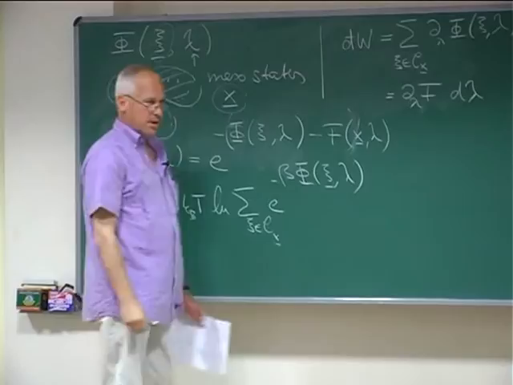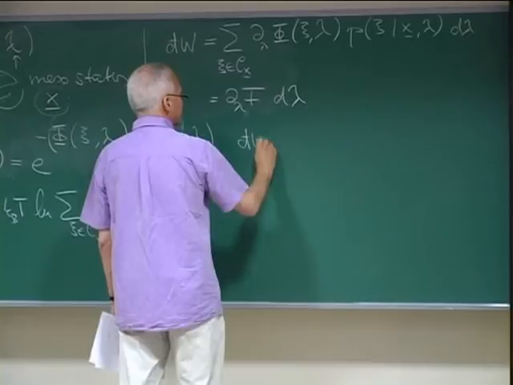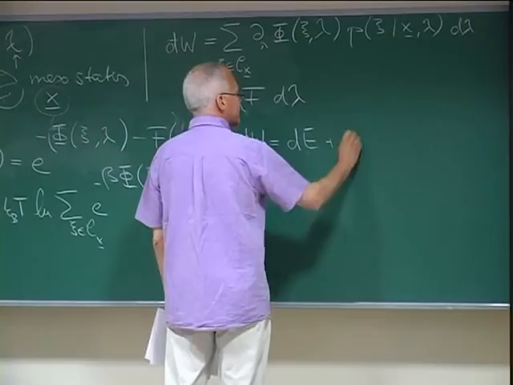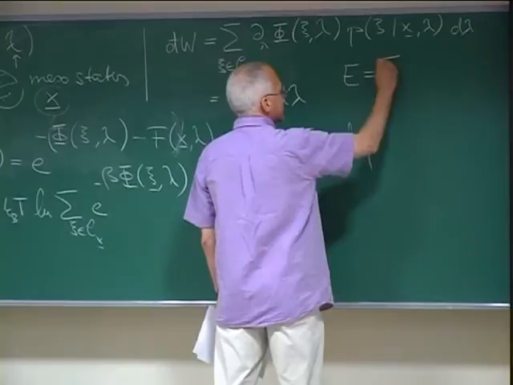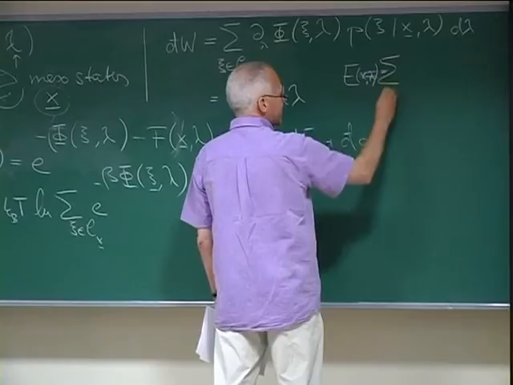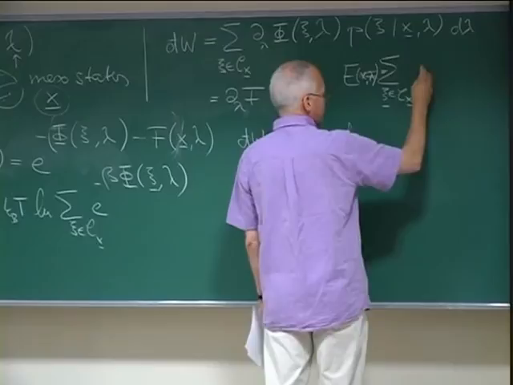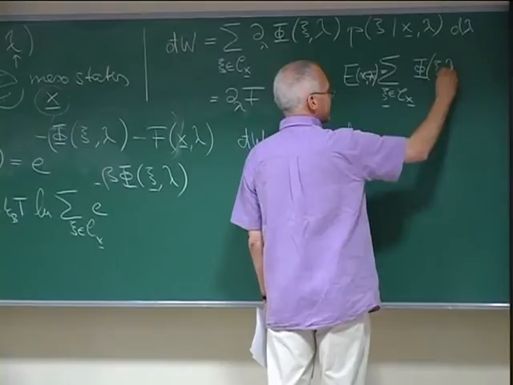Then, of course, the first law, which you would want to write in the form change of the internal energy plus the dissipated heat. This change in internal energy, of course, is the internal energy in the state x and lambda, which is the sum over all psi belonging to this basin, and then it's just the energy of this microstate times the probability to be there.